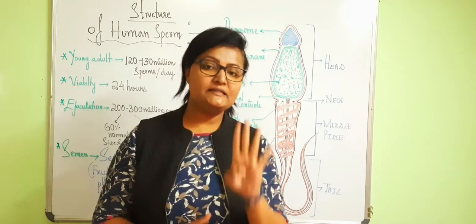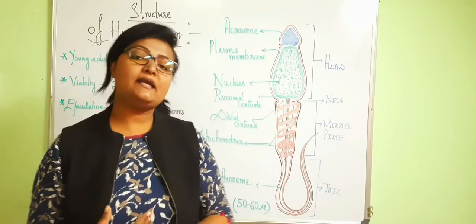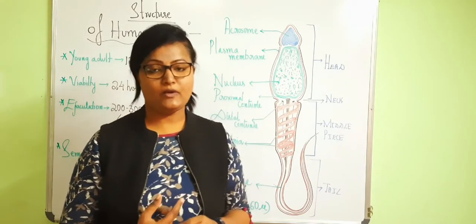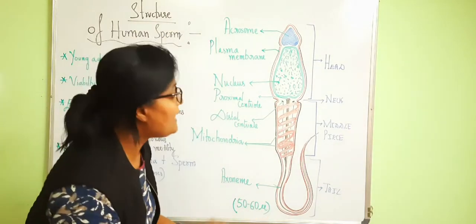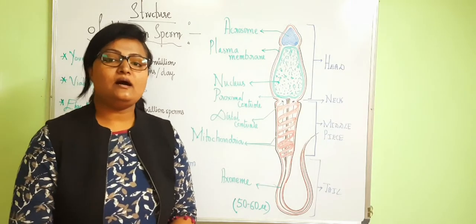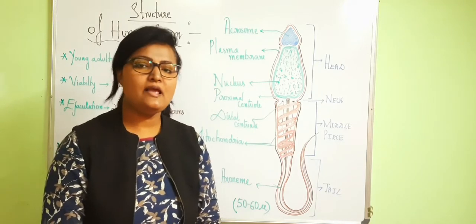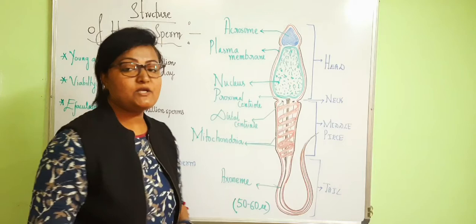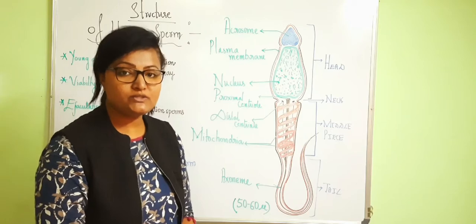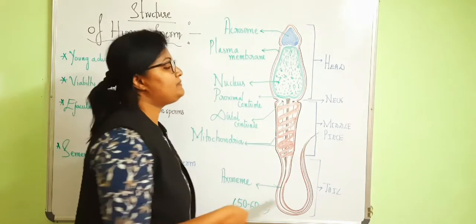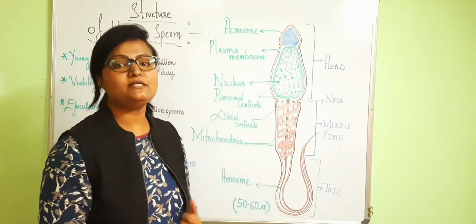Now what happens? The division stops. These spermatids undergo differentiation or metamorphosis and get converted into sperm, or spermatozoa. And this is the structure of spermatozoa. Spermatids are single-celled, simple cells which get converted into a specialized structure called spermatozoa, and that process we call spermiogenesis.